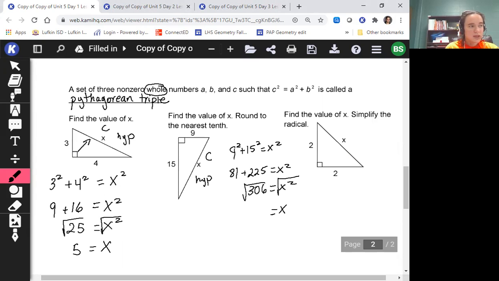And we are going to put that in the calculator because we are rounding to the nearest tenths place. So the square root of 306. So we get 17.4929. And again, rounding to the tenths place. So that is going to be 17.5.